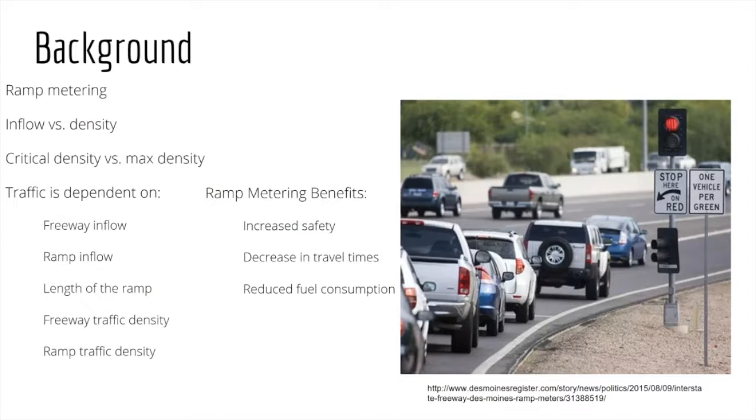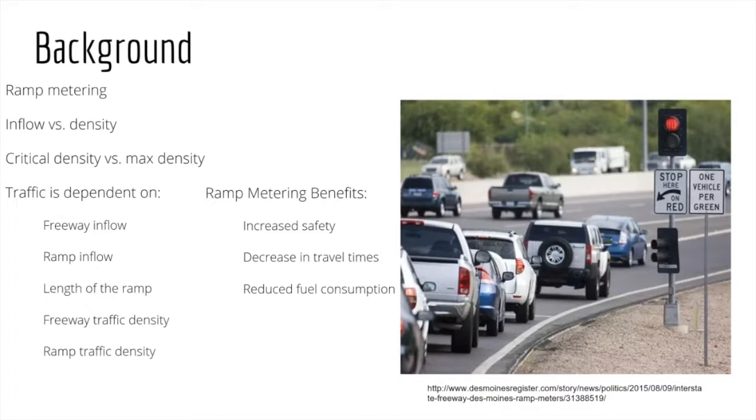Traffic is dependent on several variables. Freeway inflow is the flow of cars into the main line. Ramp inflow is the flow of cars onto the ramp. The length of the ramp. Freeway traffic density is the number of vehicles on the main line. Ramp traffic density is the number of vehicles on the ramp, or queue.